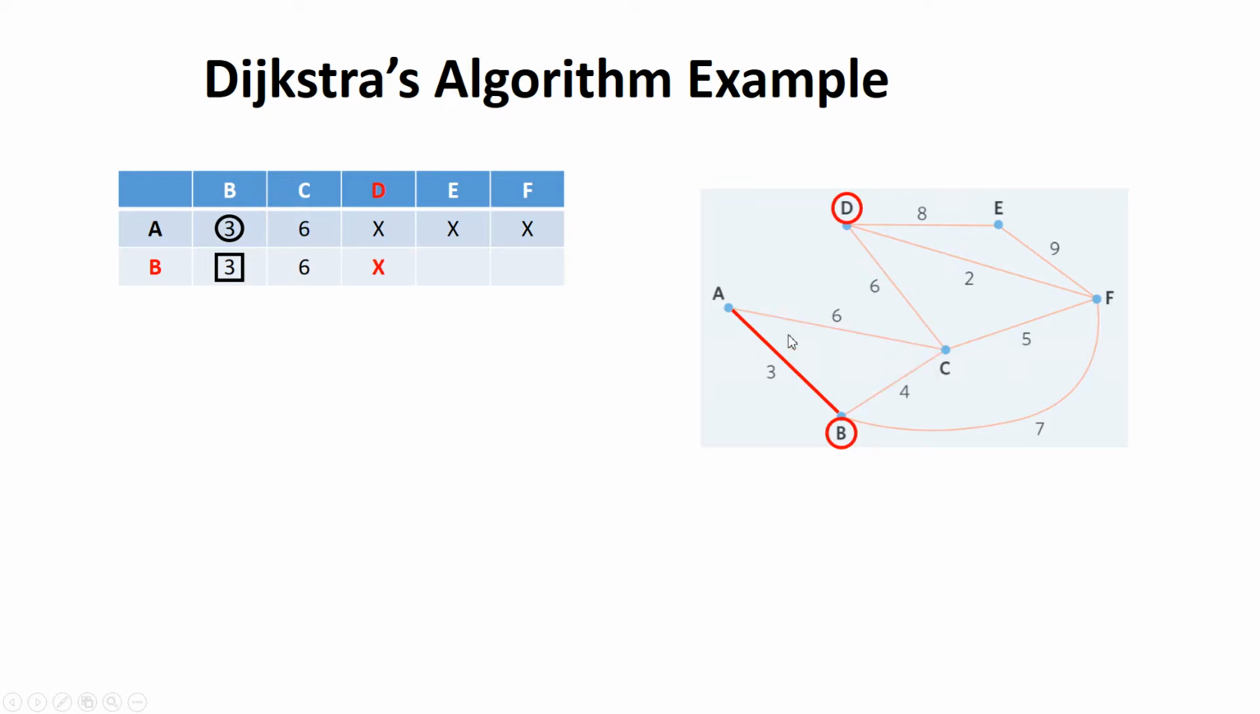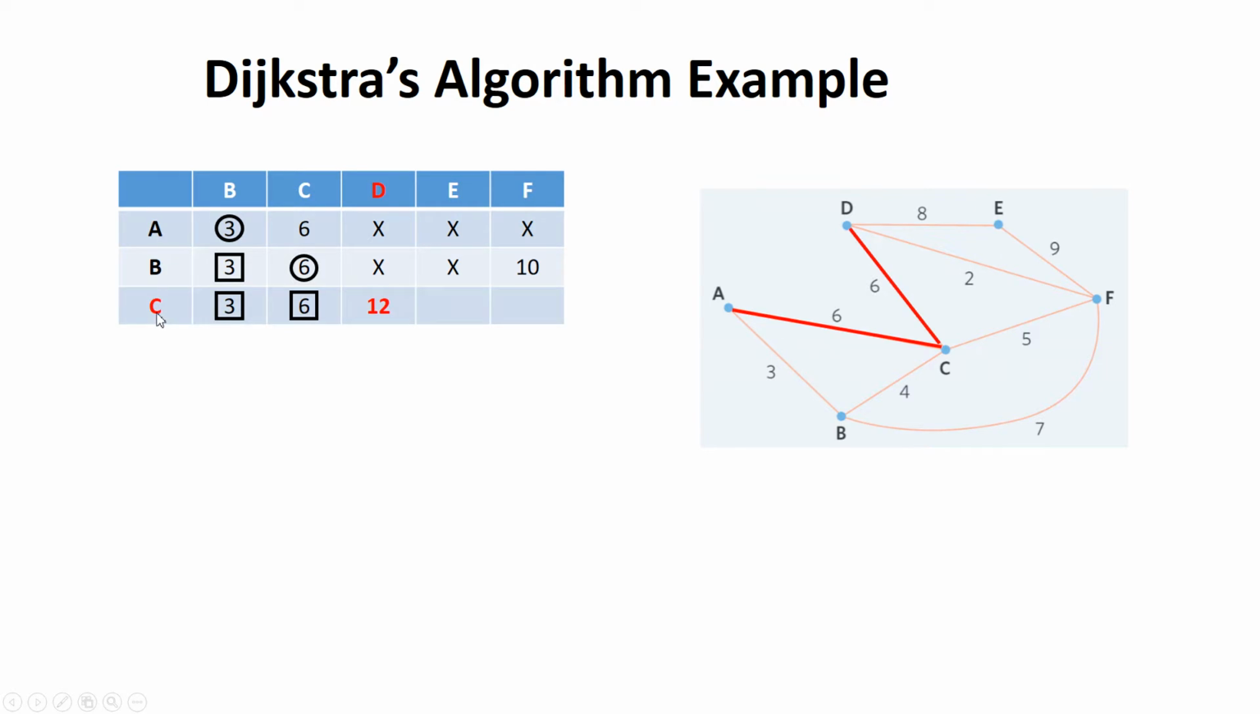Now from B to D, there is no link, so we put an X in. From B to E, there is no link, we put an X. And from B to F, there is a 7 edge. But again, we're starting from A, so A to B is 3 in the box, plus another 7 gives me 10. So A to B to F gives me a total of 10. We identify again the smallest number in that particular row, and it comes from column C. So C now becomes the third row in our table.